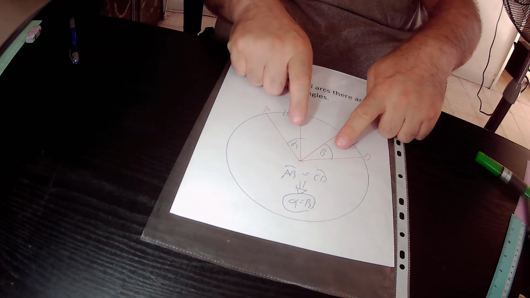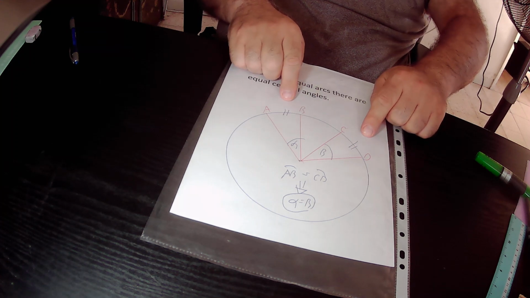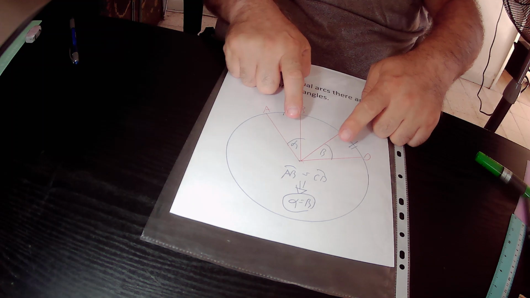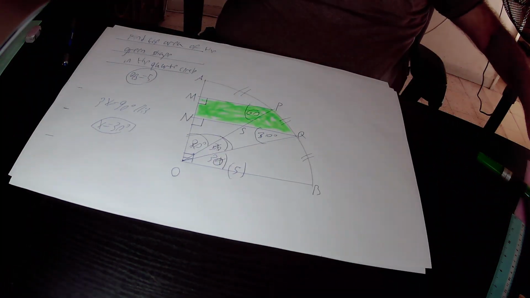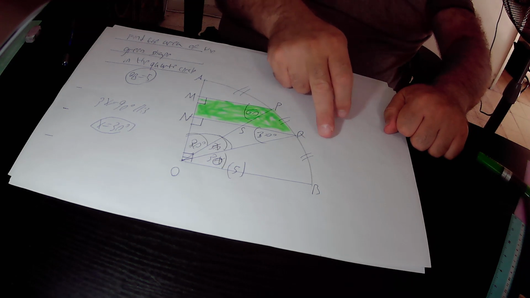This is to say those two center angles must also be equal to each other because they are located in front of those two equal arcs. That is to say the center angle alpha must be equal to the center angle beta. So we can actually implement rule 20 in our drawing. Why? Because in our drawing we know that arc AP equals arc PQ equals arc QC.